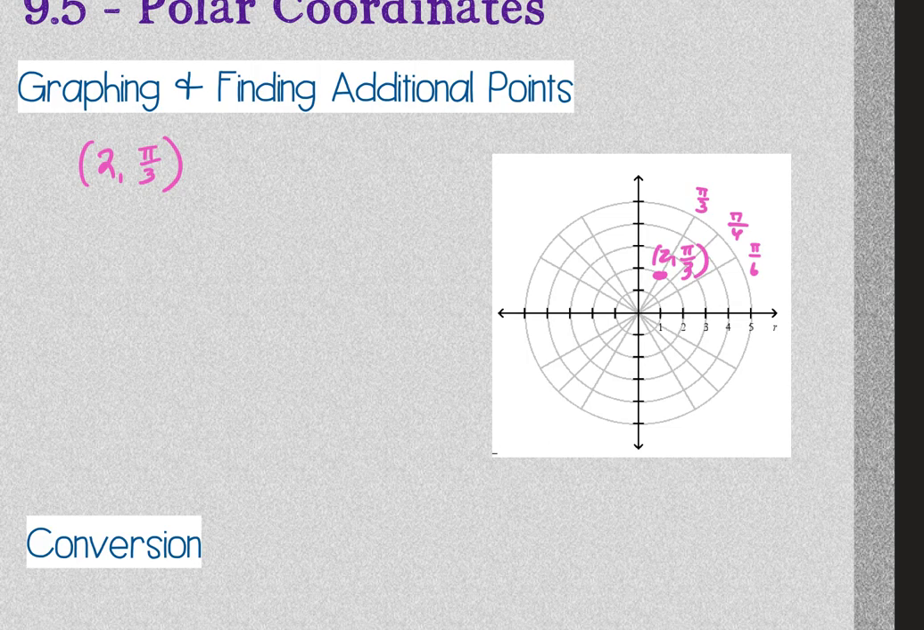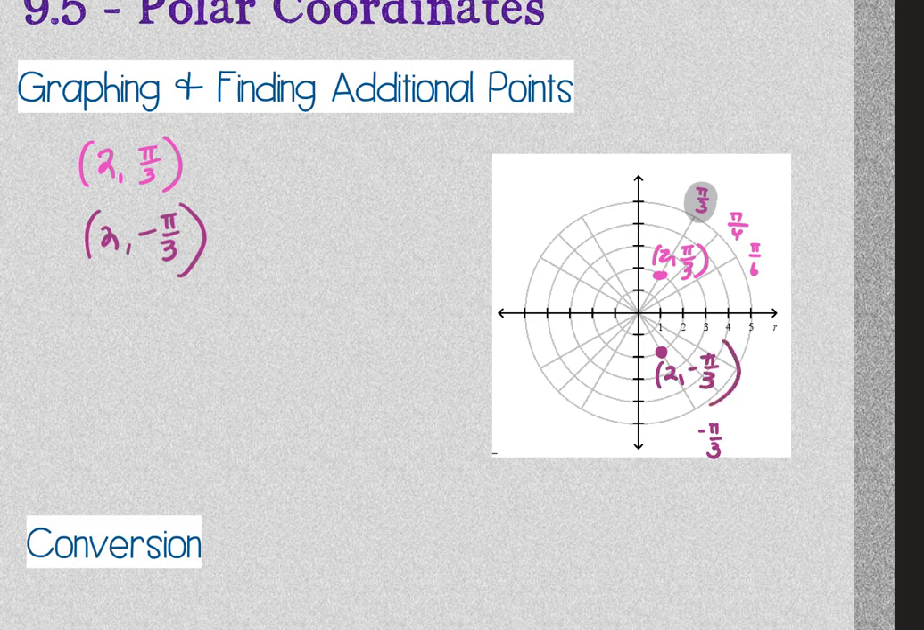If it's a negative angle, so 2 negative pi over 3, let's say, there's two ways to find the negative angle. One is go clockwise instead of counterclockwise like we normally do. The other is find it where it's positive, which would be here. Fold your axis on the x-axis, and this would be your negative pi over 3. And then again, go to the 2, plot your point.